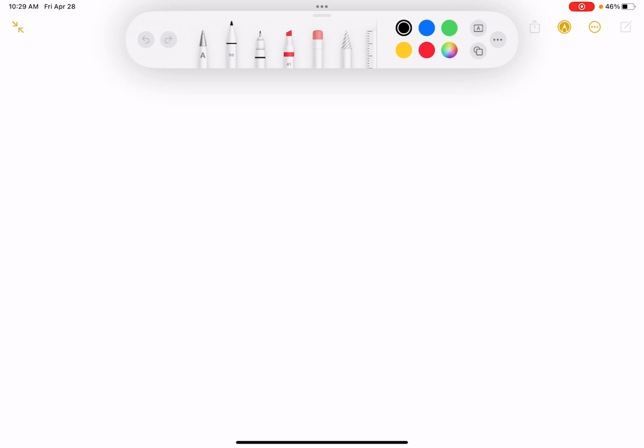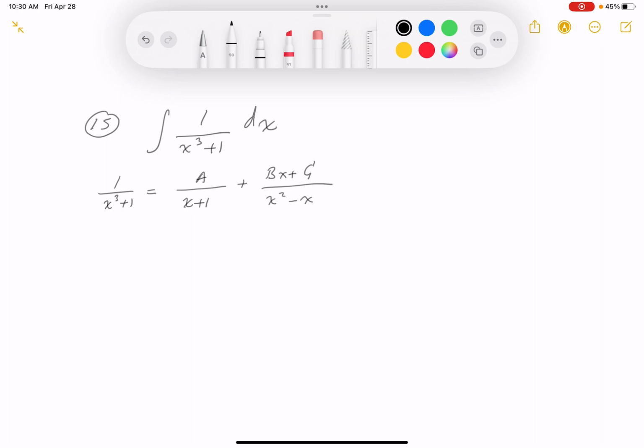Okay, problem number 15. Looks simple, but it's not. And you get the integral of 1 over x cubed plus 1 dx. The first thing I would do is just probably use partial fractions. Let's go through that. So 1 over x cubed plus 1 is equal to, I'm going to say, a over x plus 1 plus bx plus c over x squared minus x plus 1.